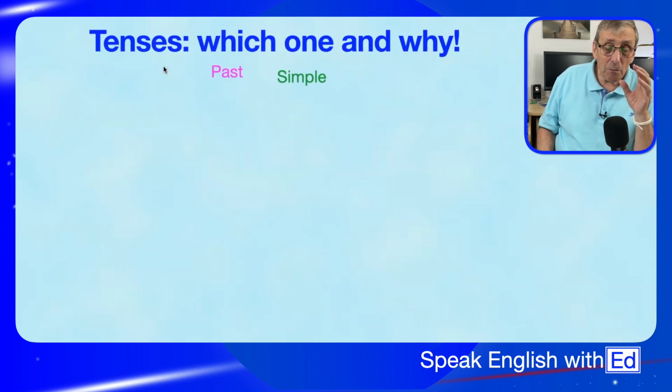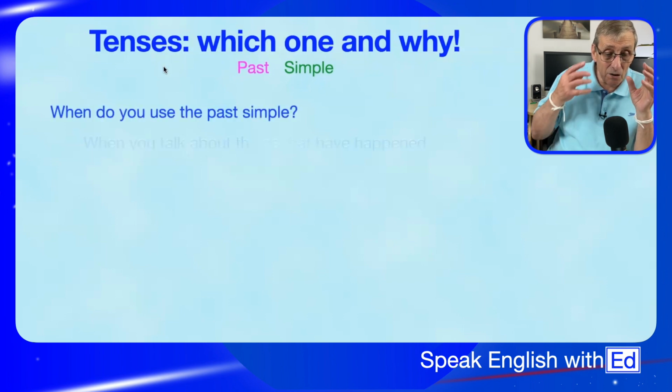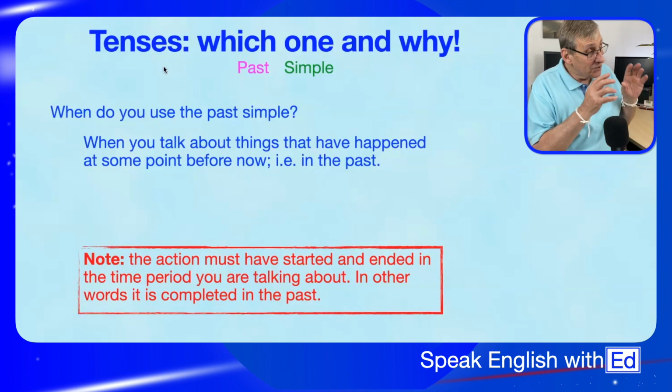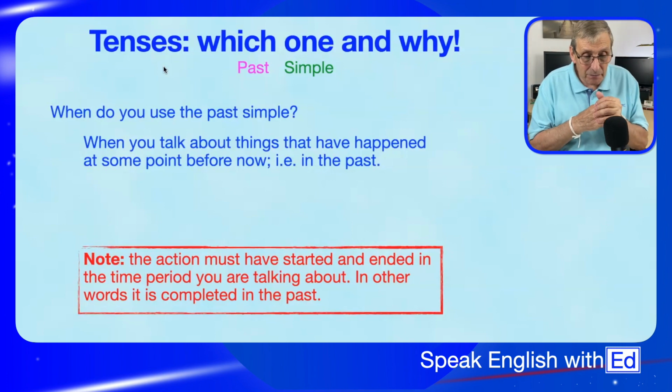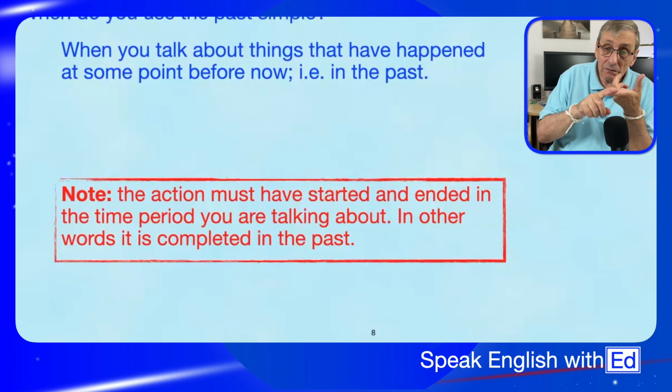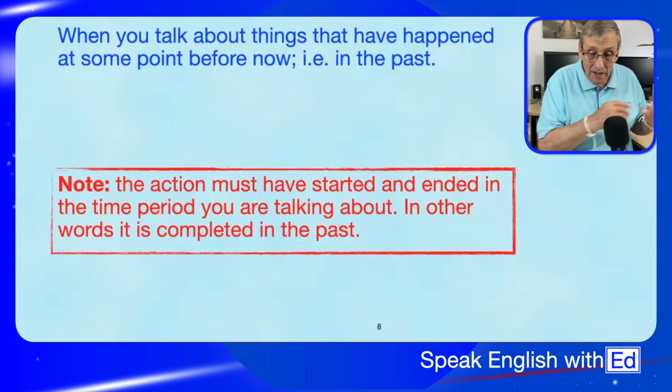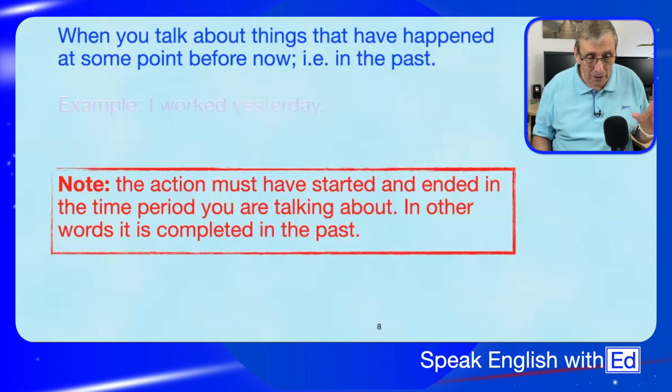Now, the past simple, we use this when we want to talk about things that have already happened at some time in the past. Now, I want you to note this: the action, when we talk about the past, must have started and finished in the past, so it's a completed action that's already happened.